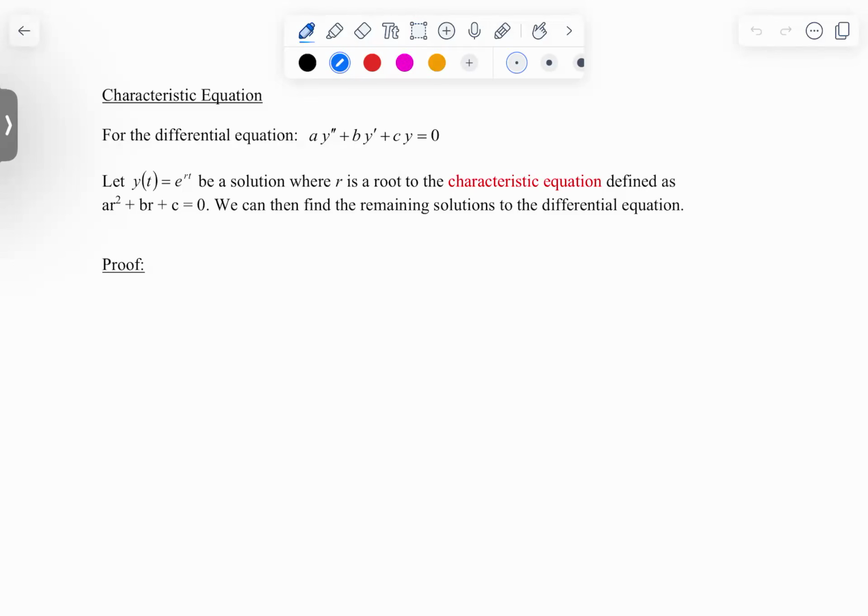Now, here's the best part. If r is a root to the characteristic equation, and characteristic equation is just a fancy way of saying a quadratic, notice that if I replace my y's with powers of r, I actually get a quadratic. This is what we refer to as the characteristic equation. This is why differential equations is the best, because solving higher and higher order differential equations really just means boiling down to the algebra.